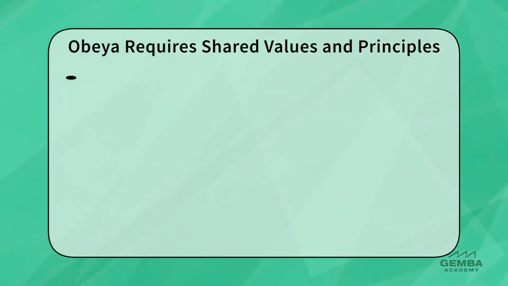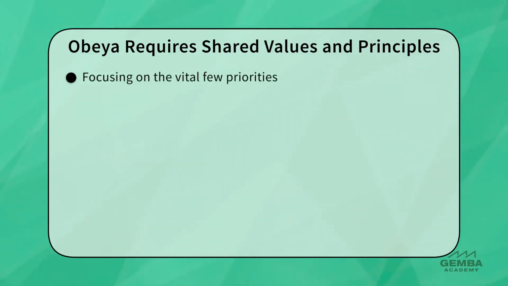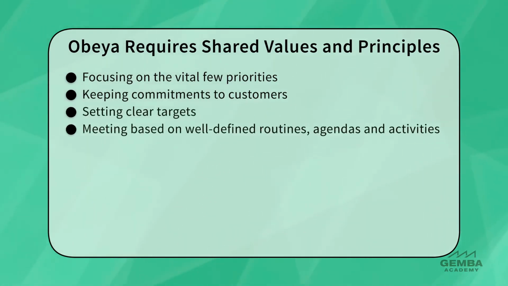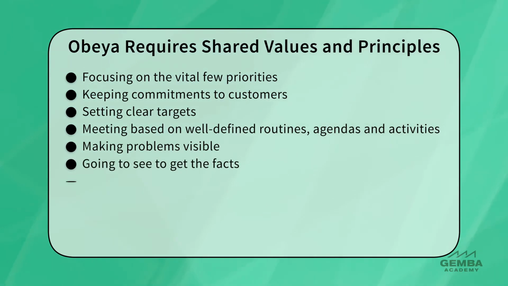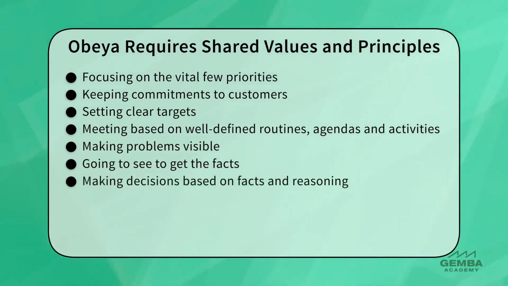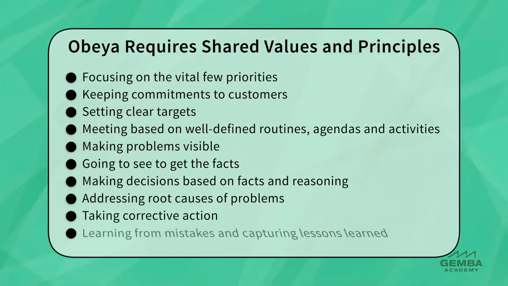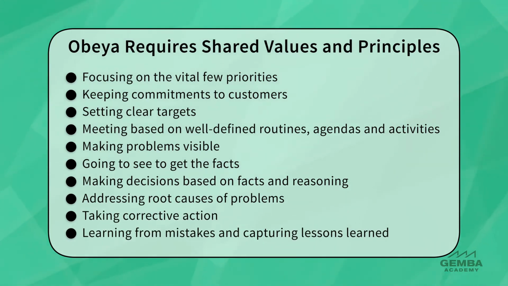As a management method, the Obeya requires shared values and principles, including focusing on the vital few priorities, keeping commitments to customers, setting clear targets, meeting based on well-defined routines, agendas, and activities, making problems visible, going to see to get the facts, making decisions based on facts and reasoning, addressing root causes of problems, taking corrective action, learning from mistakes, and capturing lessons learned.